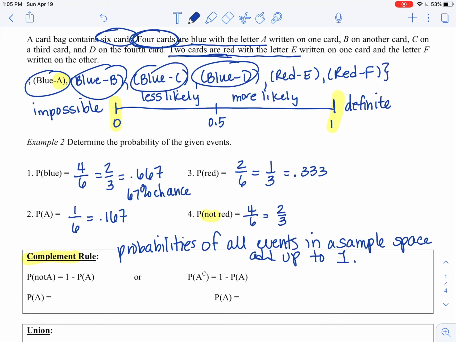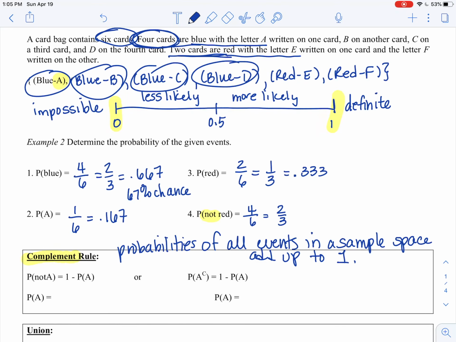So, for example, in this situation, I have blue cards and I have red cards. If you add up the chances of blue plus the chances of red, since those are the only 2 options in our sample space, you have to have those all add up to be 1. Okay? Or if you flip a coin and you get heads or tails, if you add up the chances of heads plus the chances of tails, those 2 probabilities have to add up to be 1. So again, when you add up the probabilities of all events in a sample space, they add up to be 1.